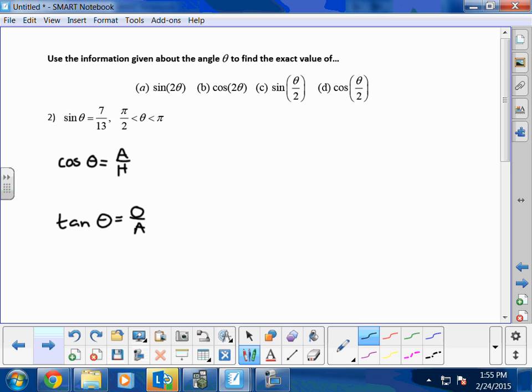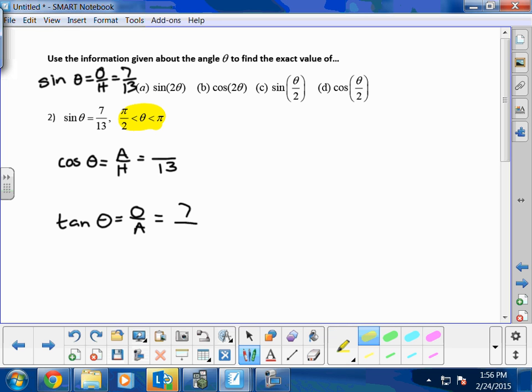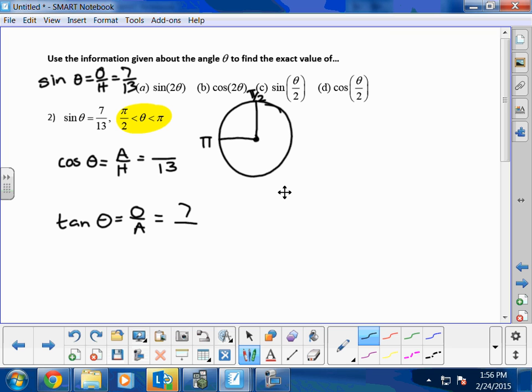What have you been given so far? You've been given sine theta, which is equal to opposite over hypotenuse, and you know that this is 7 over 13, which means that opposite already is 7, hypotenuse already is 13, and what is unknown is the adjacent. And for that, we're going to use this part of the information to draw a unit circle and come up with the actual hypotenuse with the correct side. Now this is going to be pi divided by 2, which is here, and then pi, which means that this lies in this quadrant.